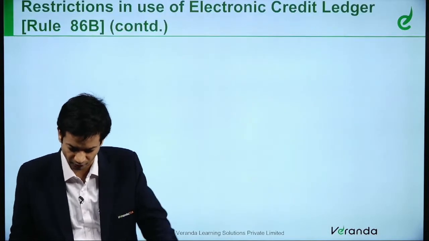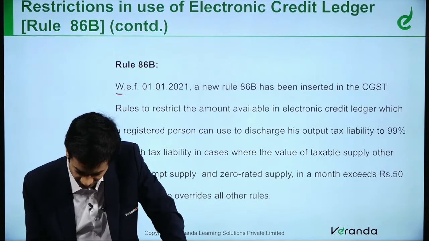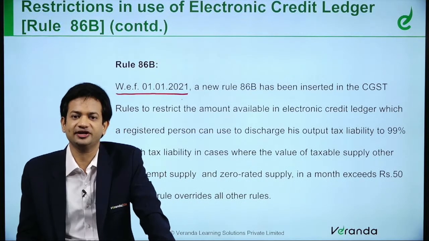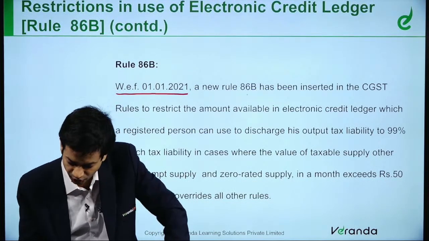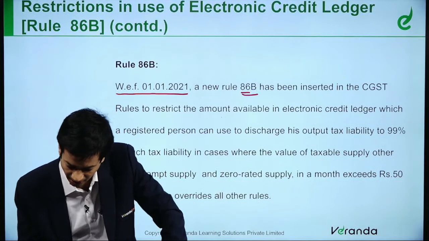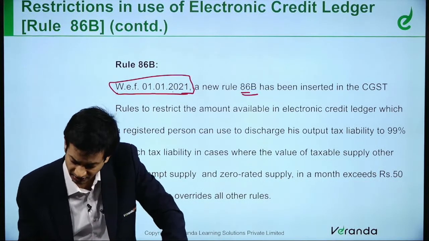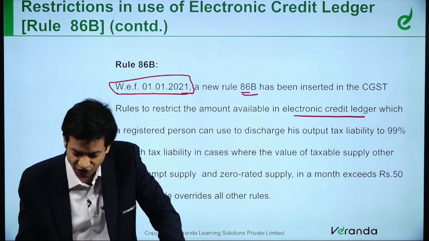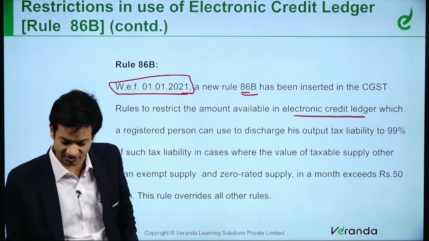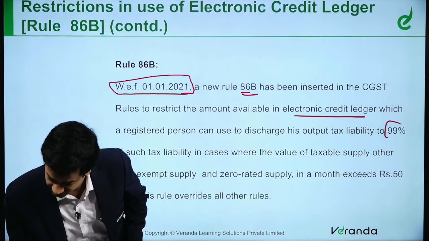Now we'll go to the provision. Rule 86B. With effect from 1st January 2021, a new Rule 86B has been inserted to restrict the amount available in the electronic credit ledger which a registered person can use to discharge his output tax liability to 99%. See, so this came in from 1st January.